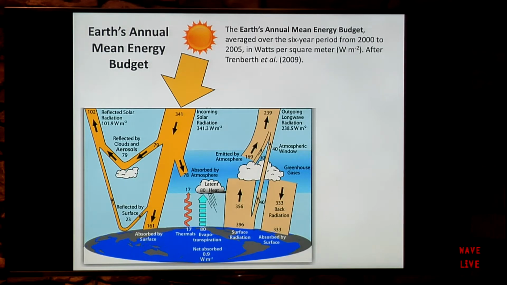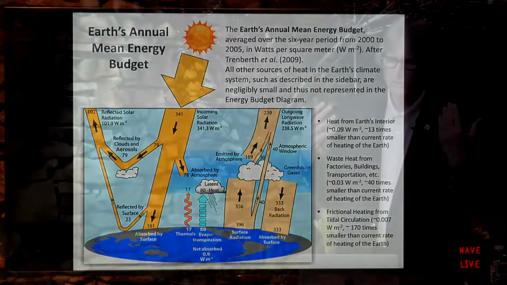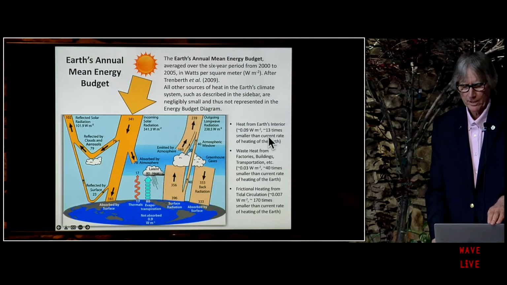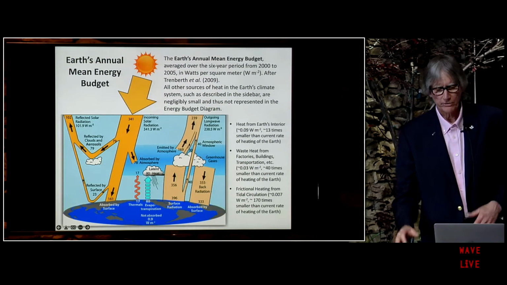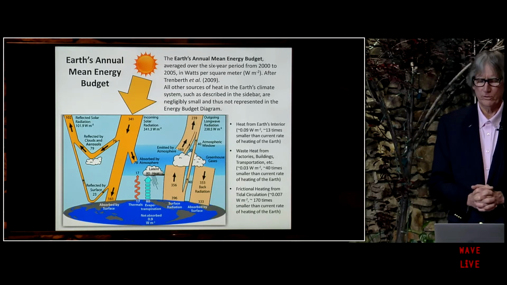Now, you may have a couple questions. And the first question you may have is, what about other sources of heat? For example, what about heat from the Earth's interior? Well, it turns out it's negligibly small. In fact, the heat from the Earth's interior is about 13 times smaller than the current rate of heating of the Earth. What about waste heat from factories and buildings, transportation, et cetera? It's about 40 times smaller than the current rate of heating.